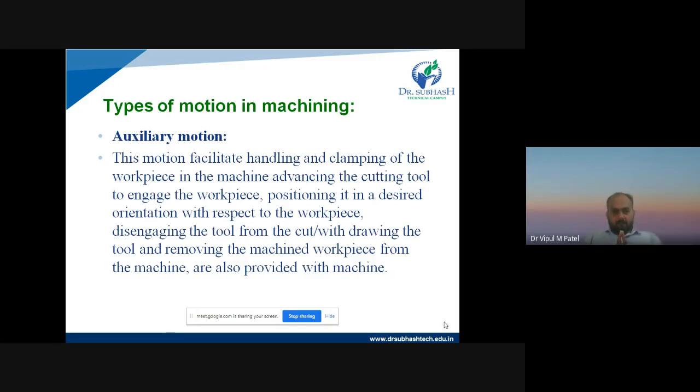This type of motion, auxiliary motion, facilitates handling and clamping of the workpiece. So we have to handle the workpiece or clamp the workpiece when I am performing some operation with the use of different machine tools, with a single point cutting tool or multi-point cutting tool. At that time, if I want to advance the cutting tool to engage the workpiece or to remove some metal or material from the workpiece, then we can say that positioning it in a desired orientation with respect to the workpiece.